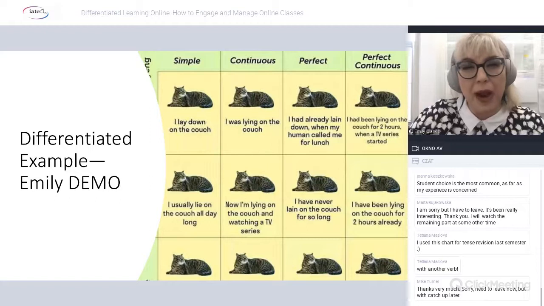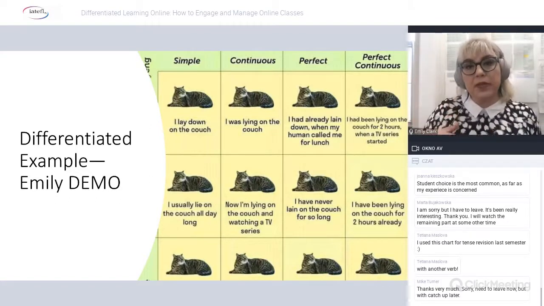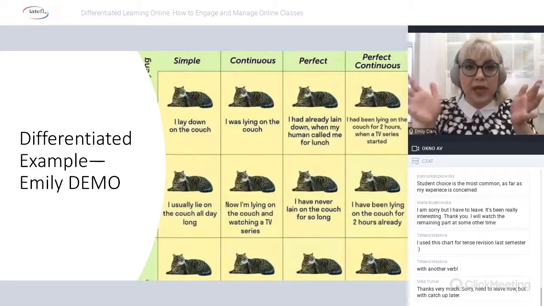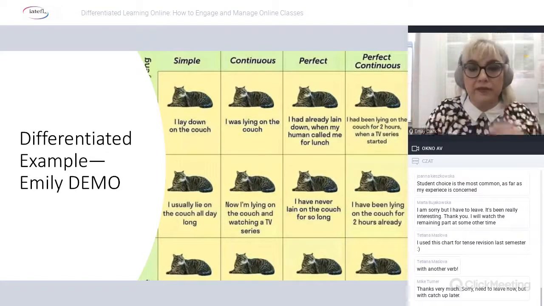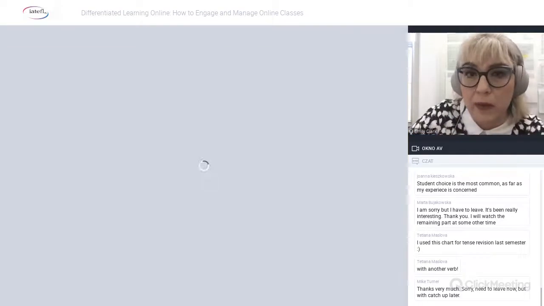So again, I would probably have done that in a Google form, something like that, but you can definitely see there's ways to take content and really differentiate what you're doing depending on who you're working with.